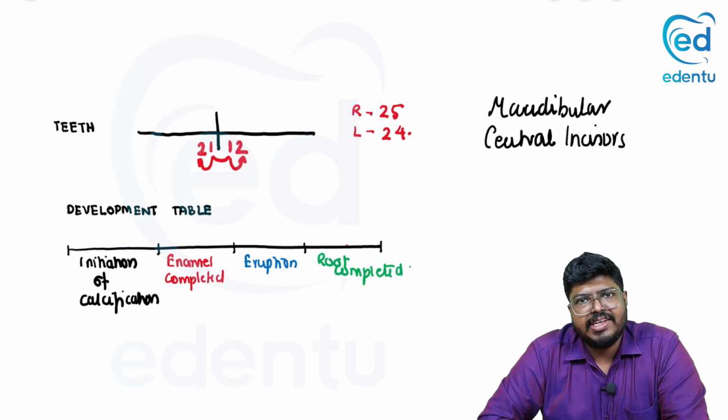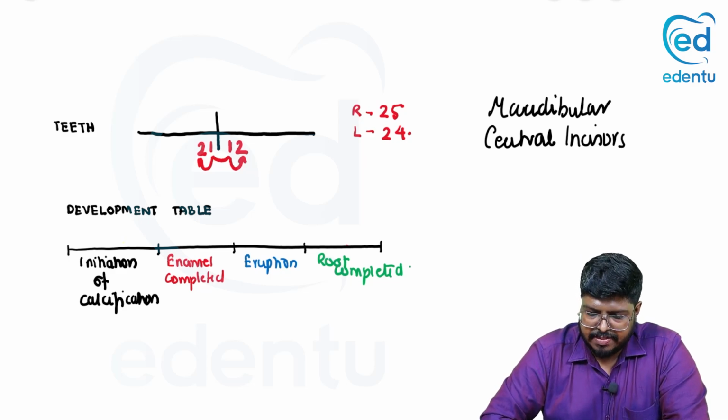The crown is quite symmetrical. Also, it is used in the functions that I mentioned earlier. It is used in mastication, phonetics, as well as for aesthetic purposes.